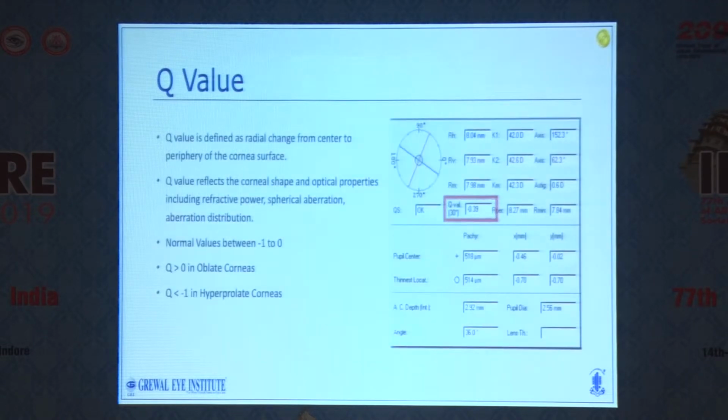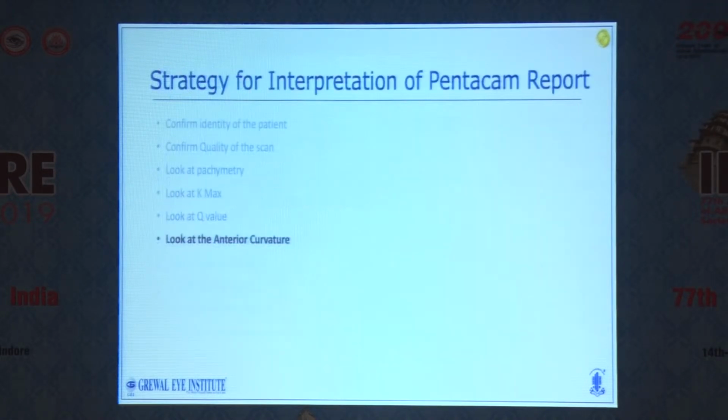The Q value is defined as the radial change from the center to the periphery of the cornea. It reflects the shape of the cornea and its optical properties, including the refractive power and the spherical aberration. Normal values range between -1 and 0. Values more than 0 would be seen in oblate corneas, and values less than -1 in hyperprolate corneas. Such corneas are at a risk of higher spherical aberrations.